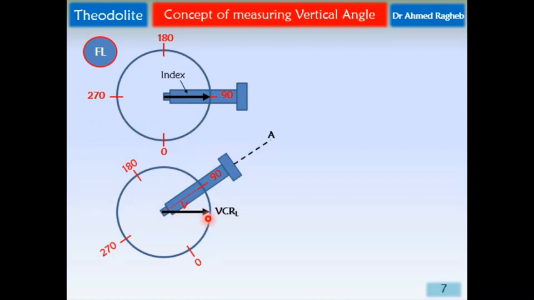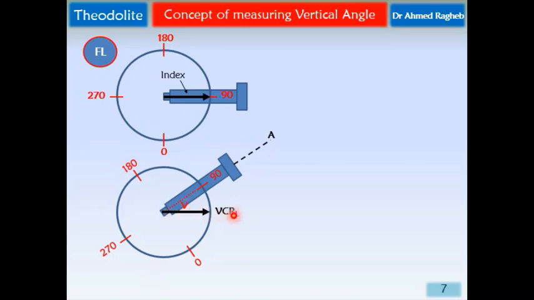This is completely the opposite to what happens in the horizontal circle. In the horizontal circle, the circle is fixed and the pointer rotates with the alidade. In the vertical movement, the telescope rotates with the vertical circle and the index remains as it is.